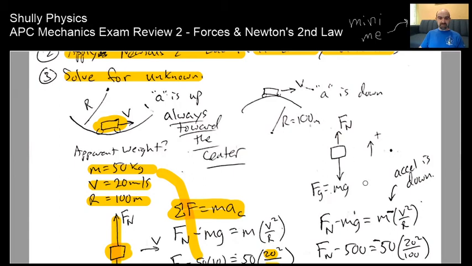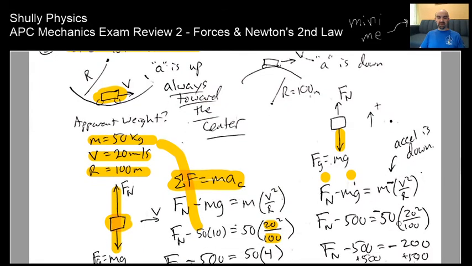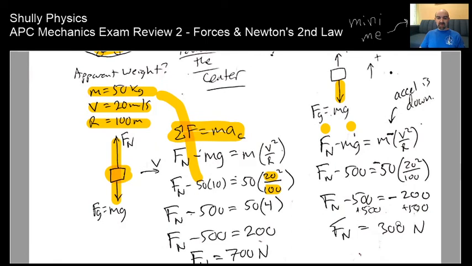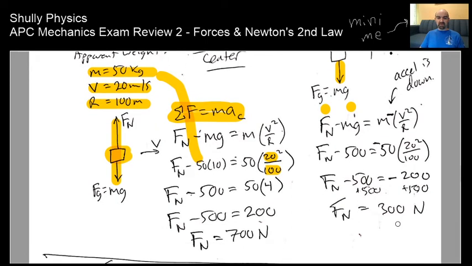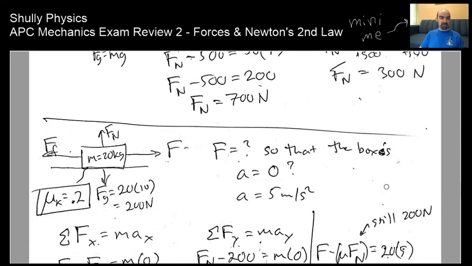So there's two ways to look at this. You can either keep up as positive, but then acceleration would be in the negative direction, down. I like solving this the other way. If I did this again, I'd do mg minus FN equals m positive v squared over r. You'd get the same result in the end. Okay, in this case, working through that similar kind of math, you'd get 200 newtons less in weight on that same 100 meter radius turn.